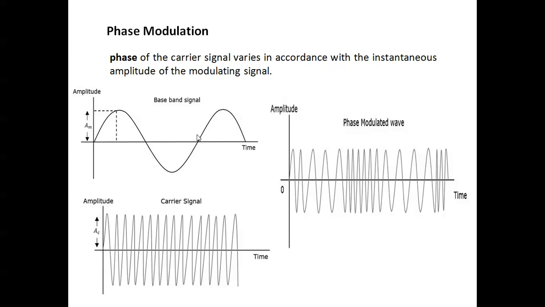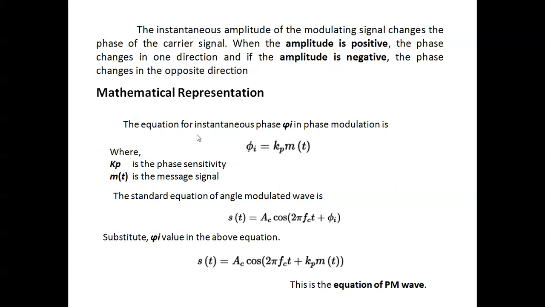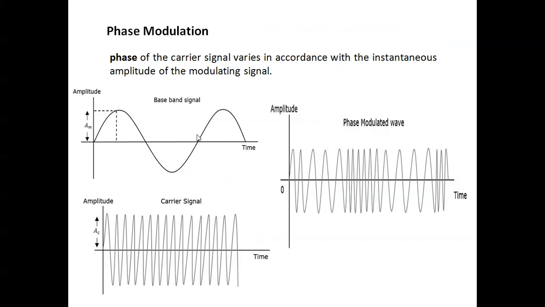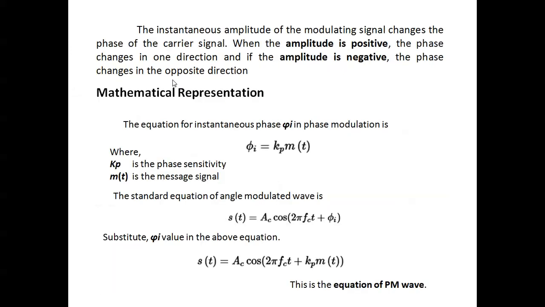If you see the modulated output waveform, the instantaneous amplitude of the modulating signal changes the phase of the carrier. When the amplitude is positive, the carrier phase changes in one direction. If the amplitude is negative, the phase changes in the opposite direction. See, in one case the phase changes in one direction, then the phase changes in the opposite direction. Okay, so this is the difference between frequency and phase modulation.